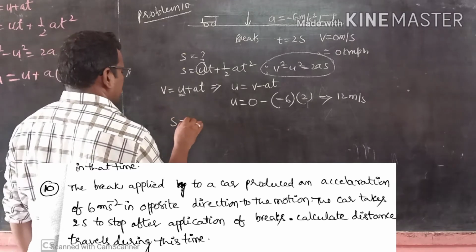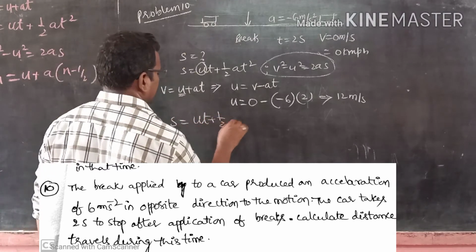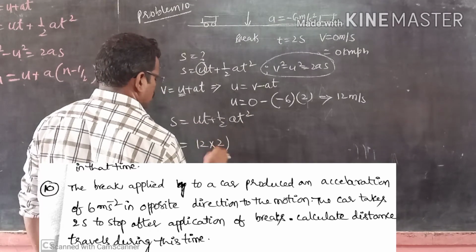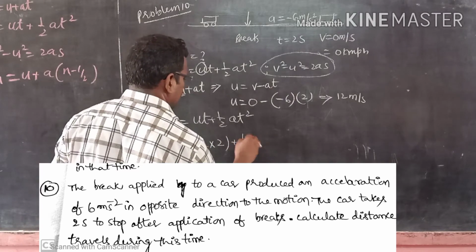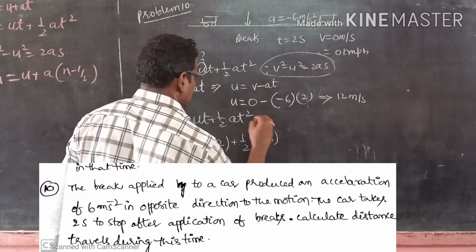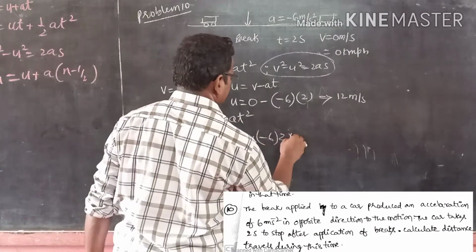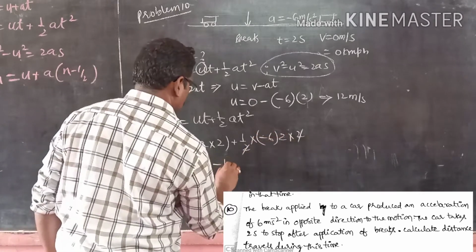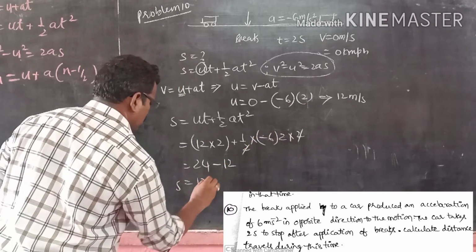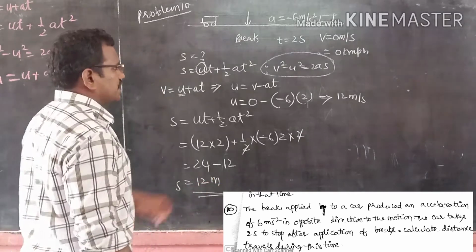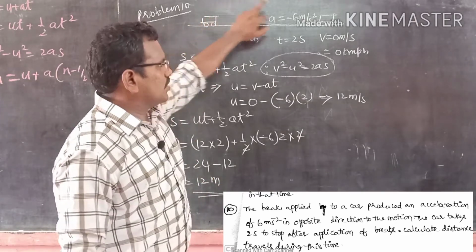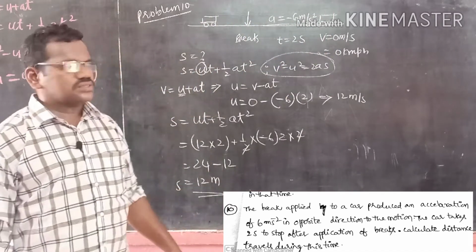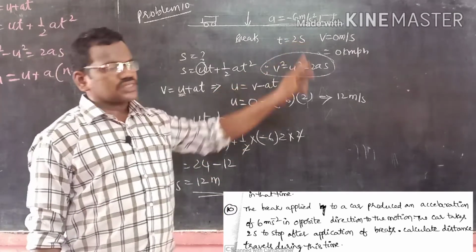Okay, now we should apply the formula s is equal to ut plus half at square. What is the value of u? 12 into t, 2 seconds, plus half into a, minus 6, times t square, 2 into 2. The 2s get cancelled. This is 24 minus 6 twos are 12. Then s is equal to 12 meters. It means after applying the brake, the vehicle will come to rest by traveling a distance of 12 meters. For that purpose, it takes 2 seconds.